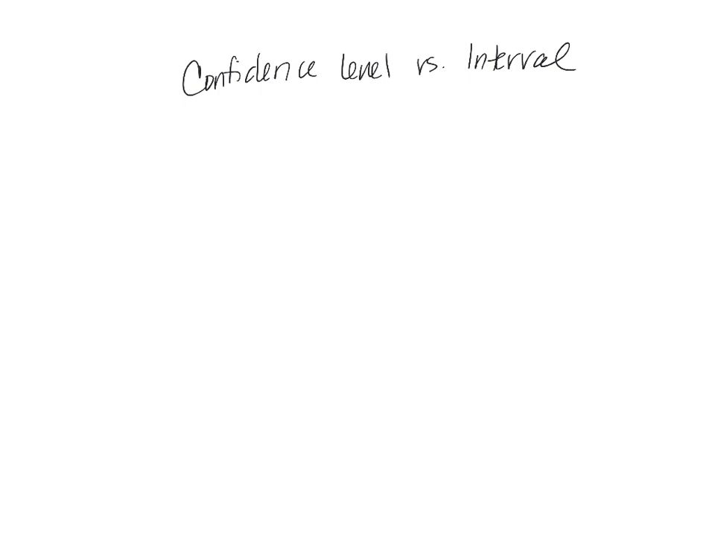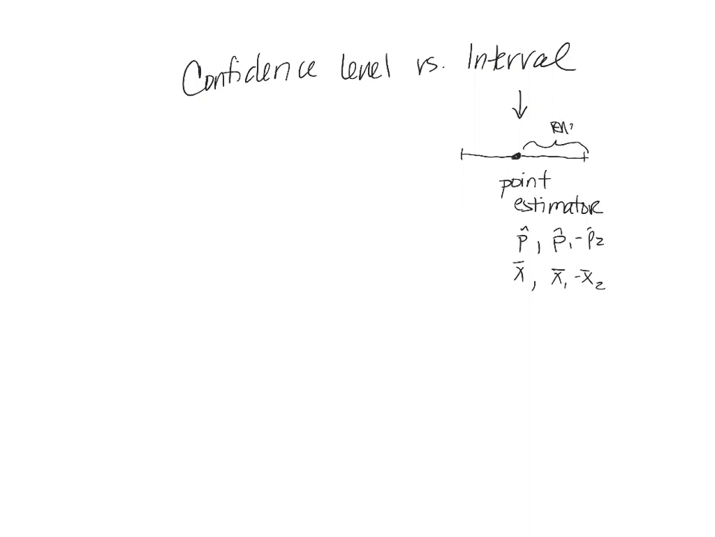Okay, so a confidence interval has a couple of parts. It has a point estimator, which is the center, which comes from your sample. So it could be a p hat, could be a p hat 1 minus a p hat 2, it could be an x bar, it could be an x bar 1 minus an x bar 2, all sorts of things, okay? And then it has on either side of it an equal distance, bad drawing on my part, which is called a margin of error.